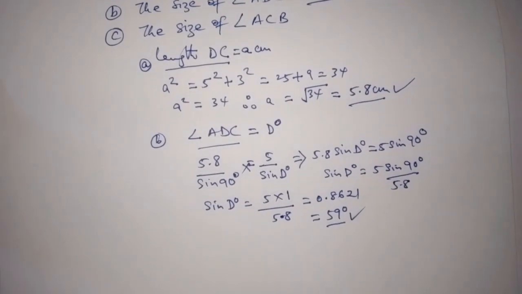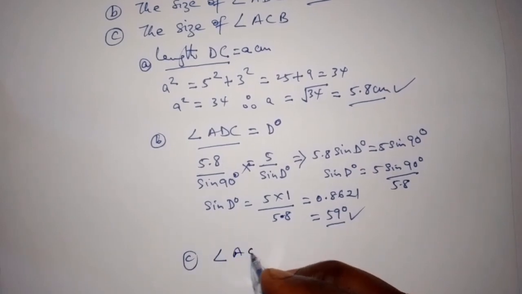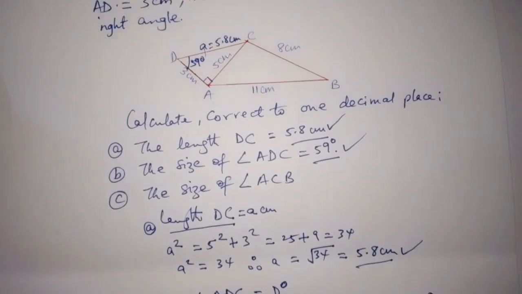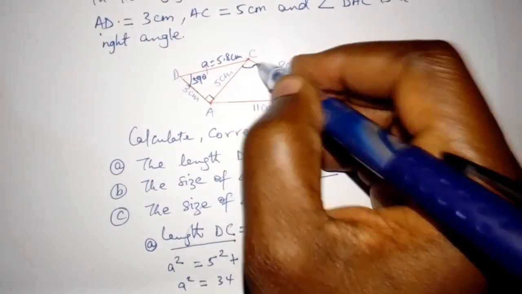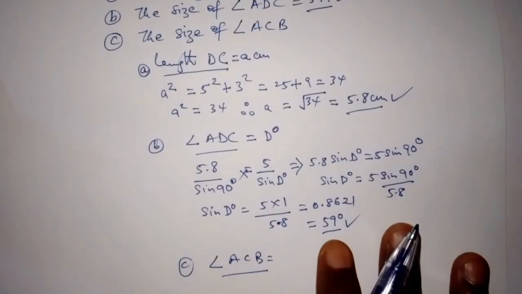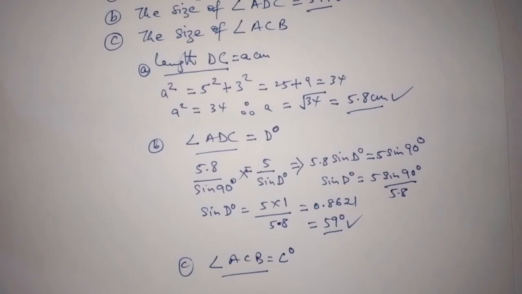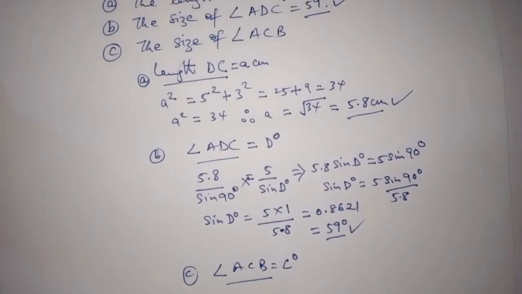So now we go to part C, the size of angle ACB. We can name it as angle C. You can say this is C degrees. So how can we find the size of angle ACB? We apply the cosine rule.